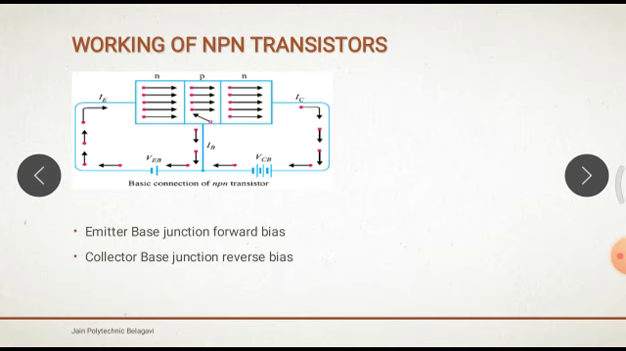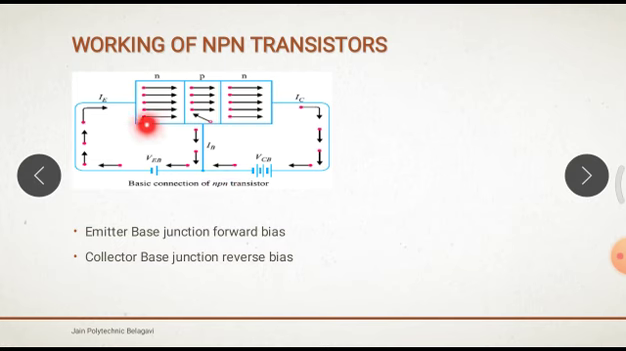Here we are connected in the active region, that is, the emitter base junction is forward biased and the collector base junction is reverse biased. What is the meaning of forward and reverse bias? Forward bias means N type material is connected to the negative of the battery and P type material is connected to the positive of the battery. Reverse bias means if N type is connected to positive and P type is connected to negative, then it is called reverse bias.